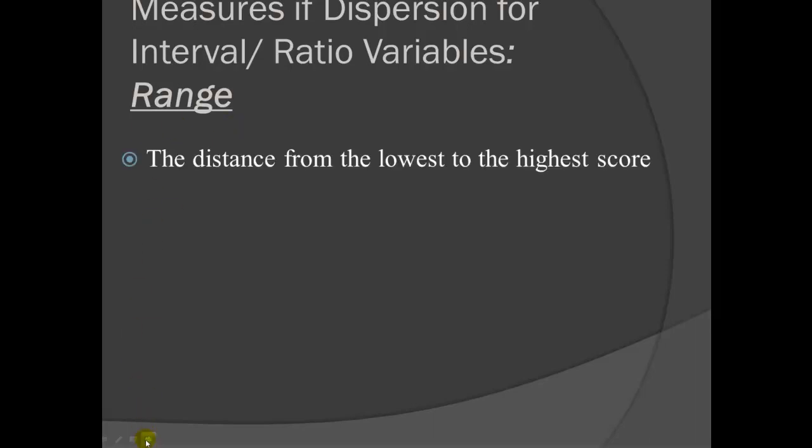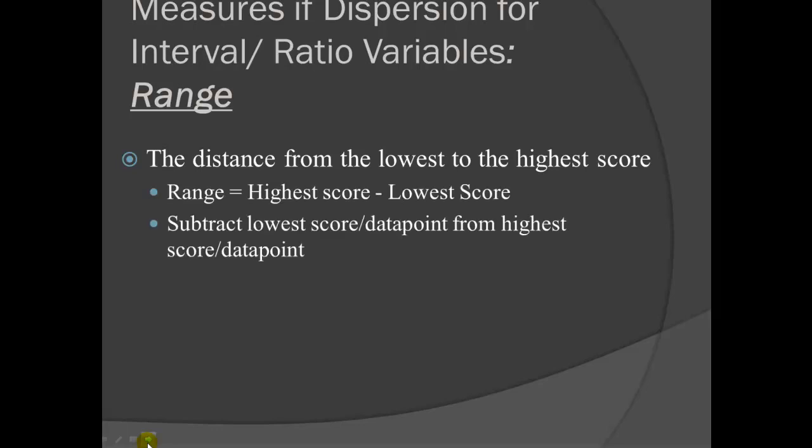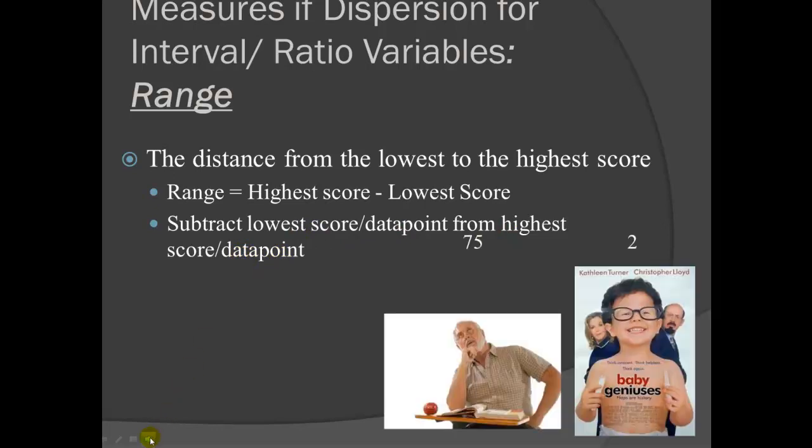The range is essentially just the distance from your lowest to your highest score in your variable. It's really easy to compute. You just take your highest score and subtract your lowest score. So let's say the highest score was 75. We're still looking at the age of people in the class. The lowest age was 2. We would have a range of 73, because all we do here is subtract the youngest person from the oldest person, 75 minus 2 equals 73, so we have a range of 73.